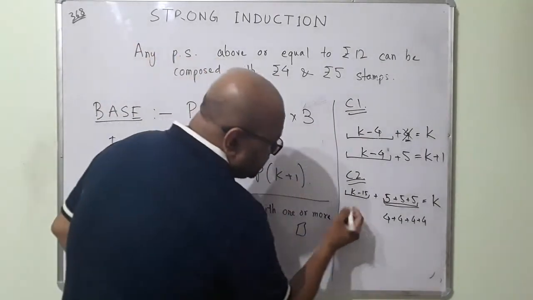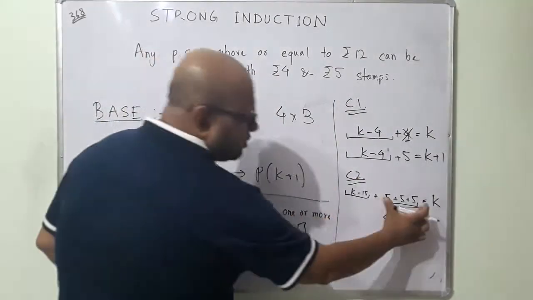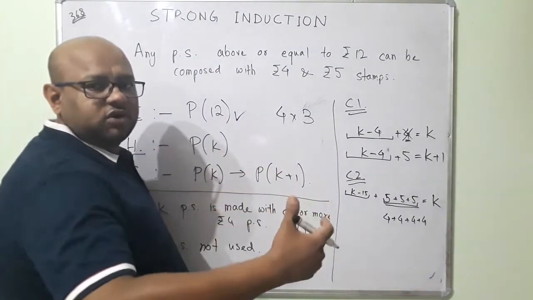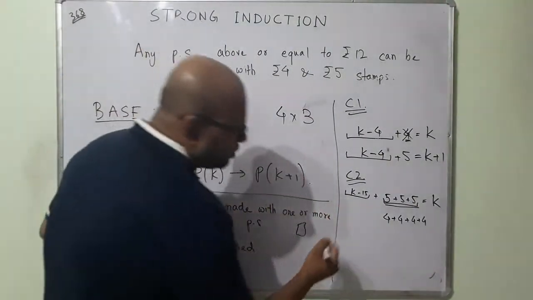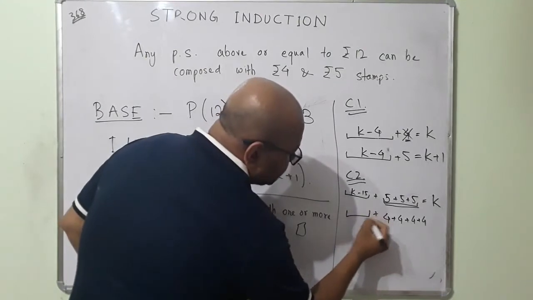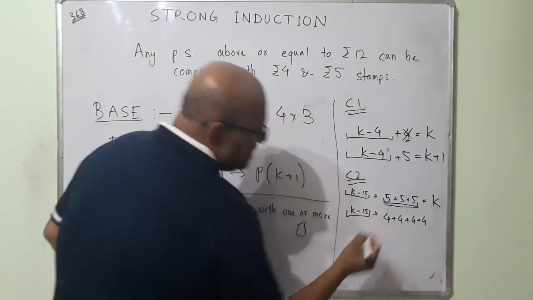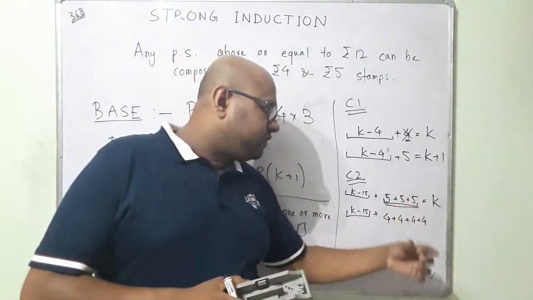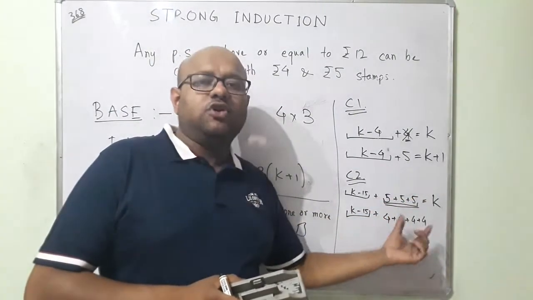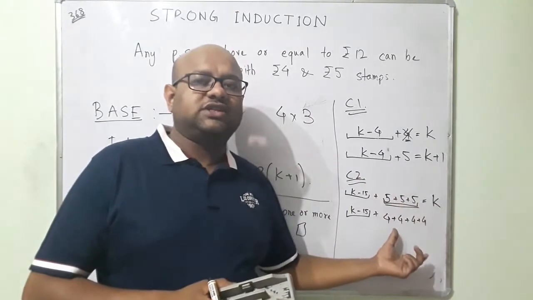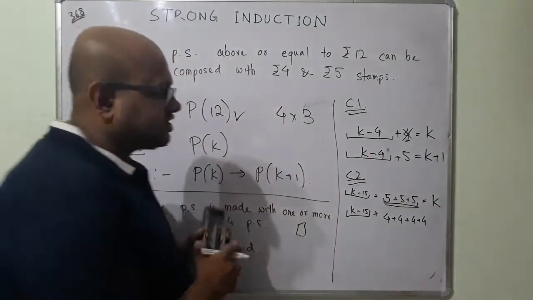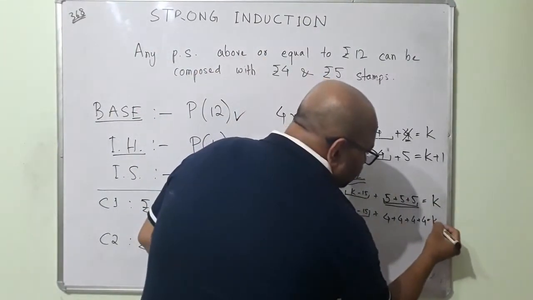Alright, now this k minus 15, apart from this 3, the other 5 rupees worth of postage stamp, I may have 0 or more than 0 other stamps. Okay, that I will keep as same as it was before. This k minus 15, I will keep as it was before, but I will remove this 3, and in its place I will put 4 rupees worth of postage stamp. Now this is equal to how much? This is equal to k plus 1.